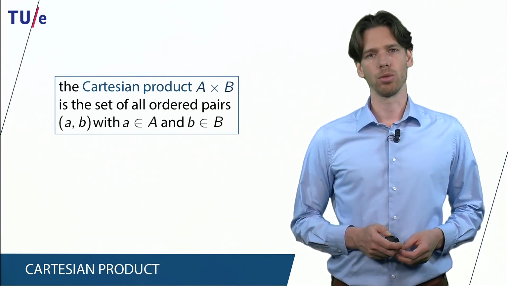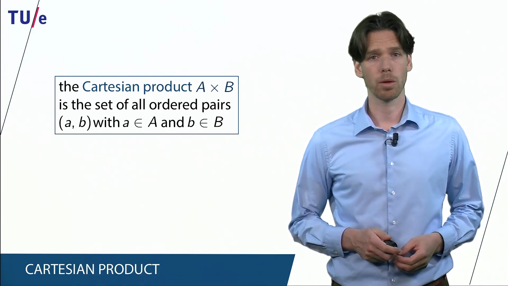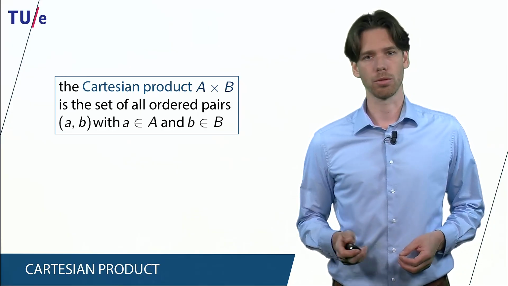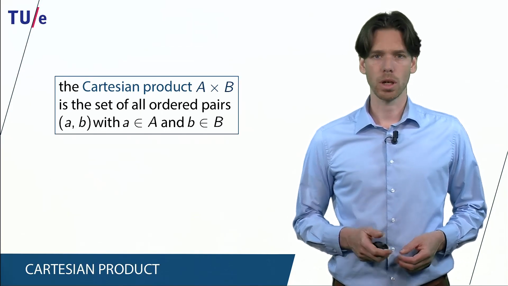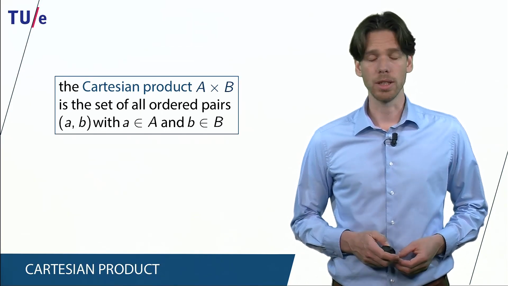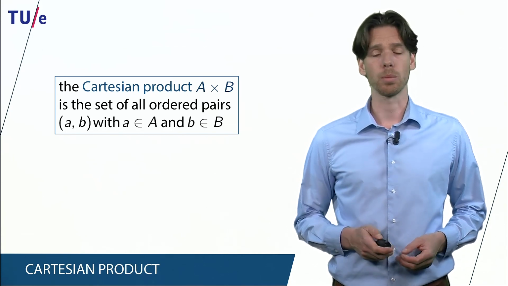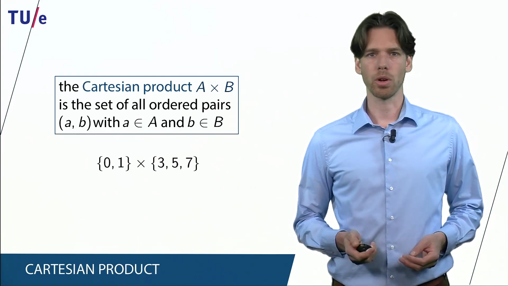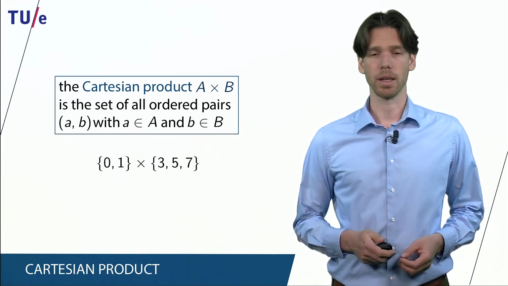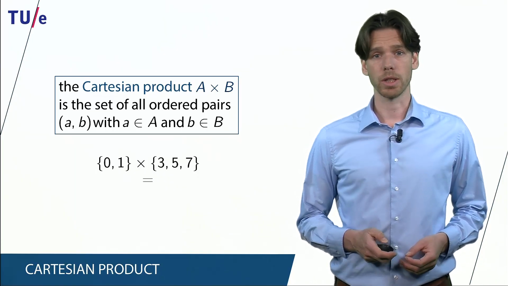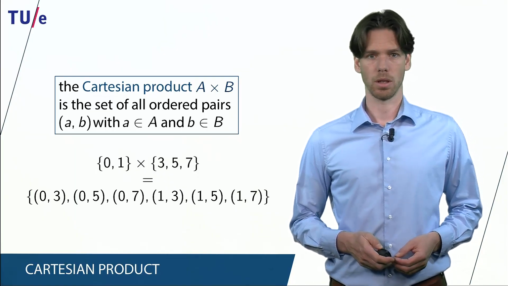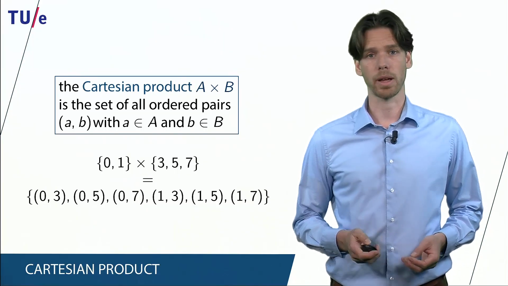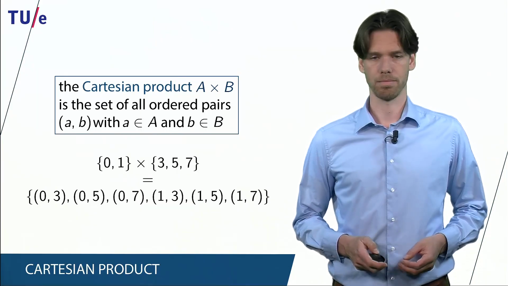It's convenient to have a notation for the set of all ordered pairs that we can make by taking the first element from some set A and the second element from some set B. The set of all such ordered pairs is called the Cartesian product of A and B, and it is denoted by A times B. Let's consider a few examples. The Cartesian product of a set consisting of 2 elements and a set consisting of 3 elements consists of 6 ordered pairs. The first 3 have as first element 0, the second 3 have as first element 1.